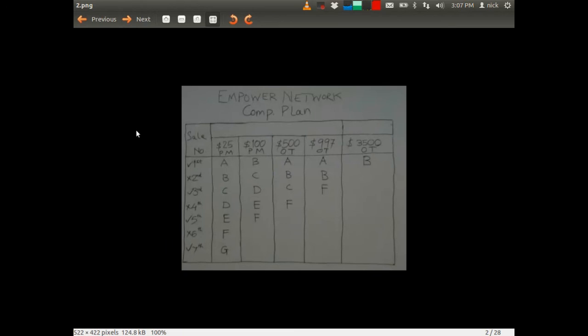So this is a simple version of the compensation plan, and there is no other version. So this is all. I just tried to make it as simple as possible, so that way it becomes clear to you, right?